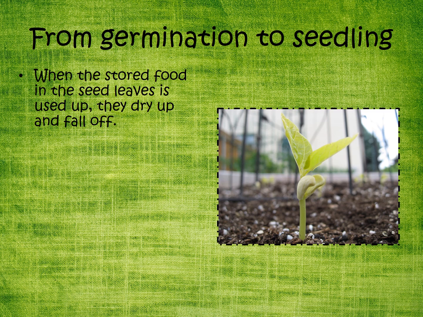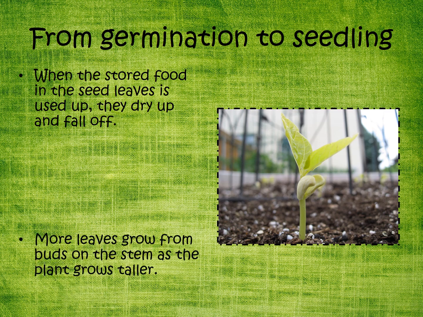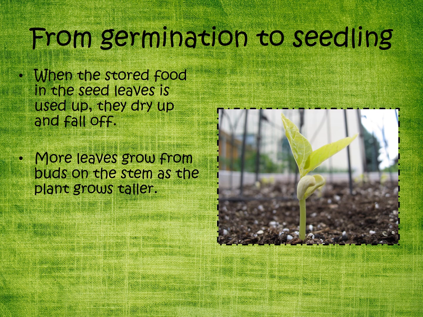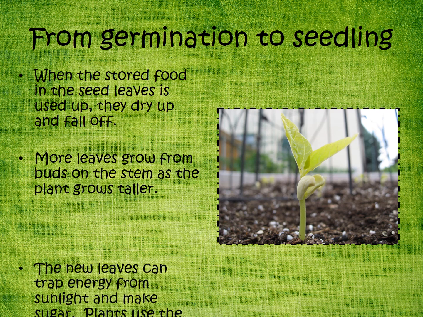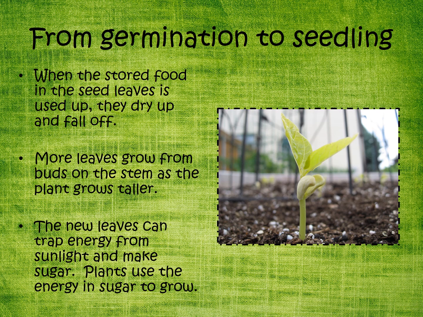Let's see how a plant moves from germination to seedling. When the stored food in the seed leaves is used up, they dry up and fall off. Then, more leaves grow from the buds on the stem as the plant grows taller. The new leaves can trap energy from sunlight and make sugar. Plants use the energy and sugar to grow.